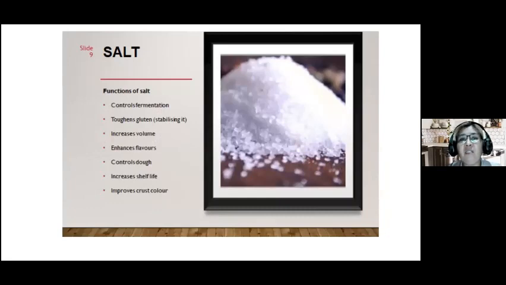Next ingredient will be the salt. Although we use salt at a minimum amount, our salt controls fermentation. It softens the gluten, stabilizing it, and it increases volume. It enhances the flavor and controls the dough. It increases the shelf life as well and improves crust color. However, take note that you should not combine your salt with your yeast. So you can add it at the last portion together with the flour mixture.